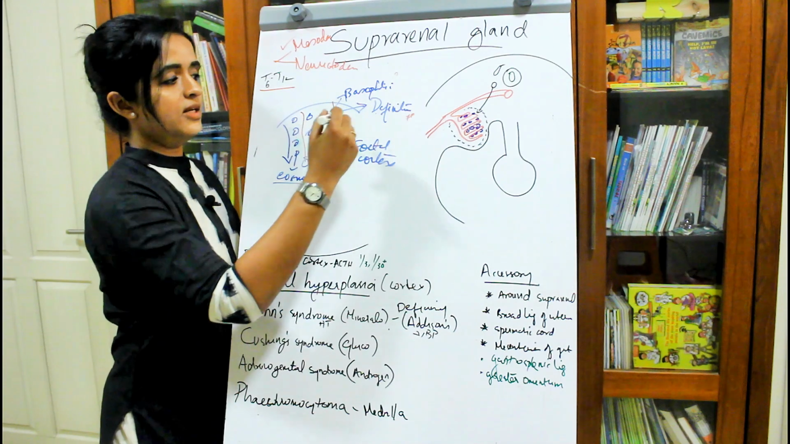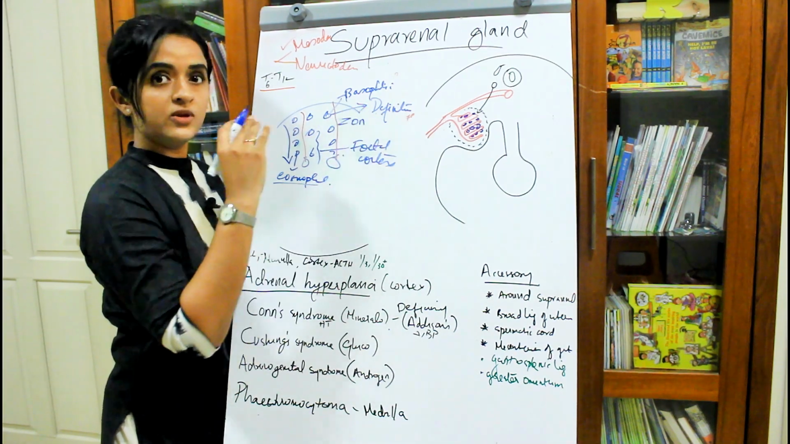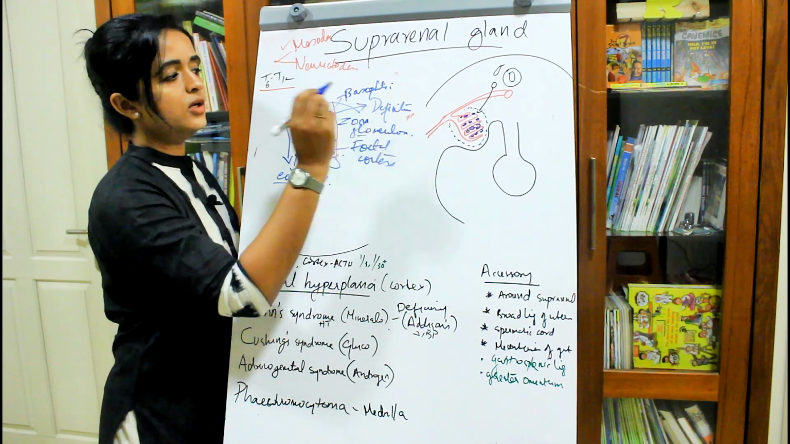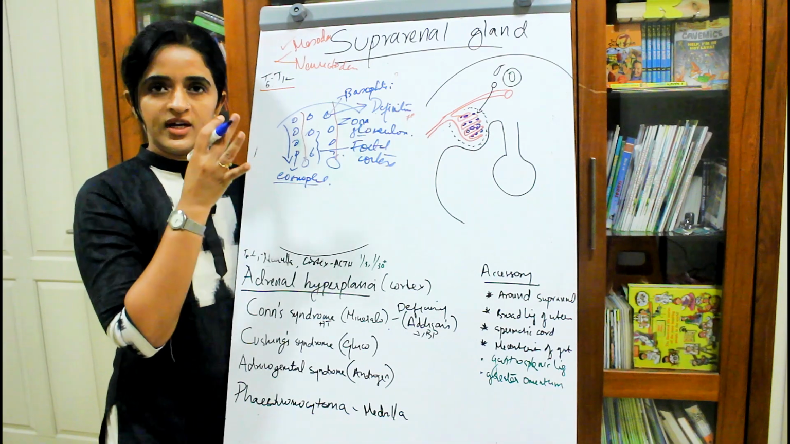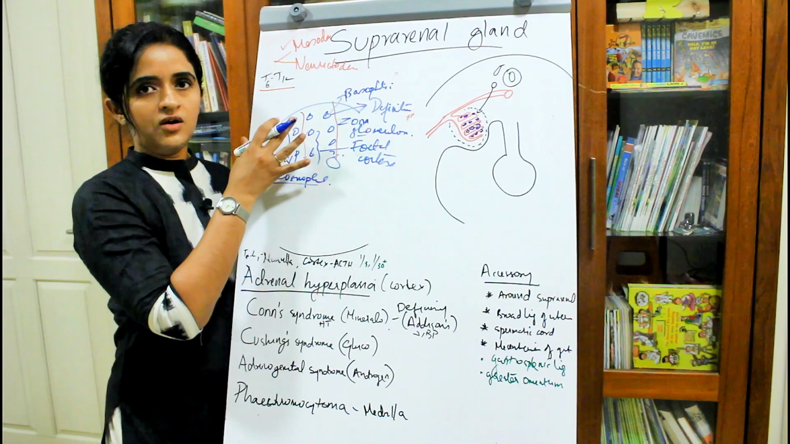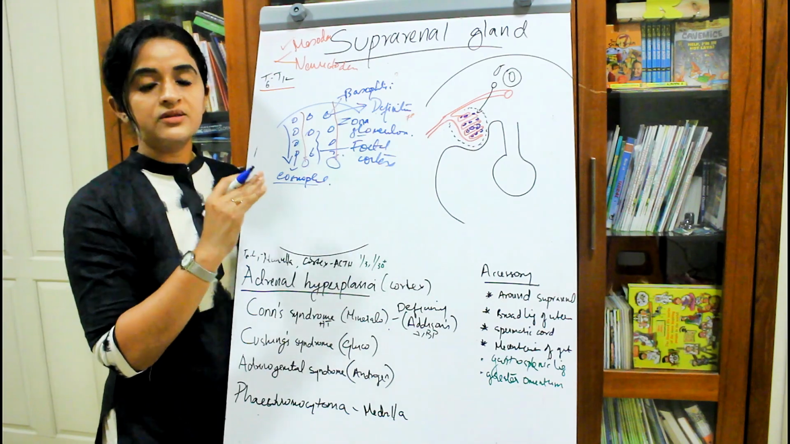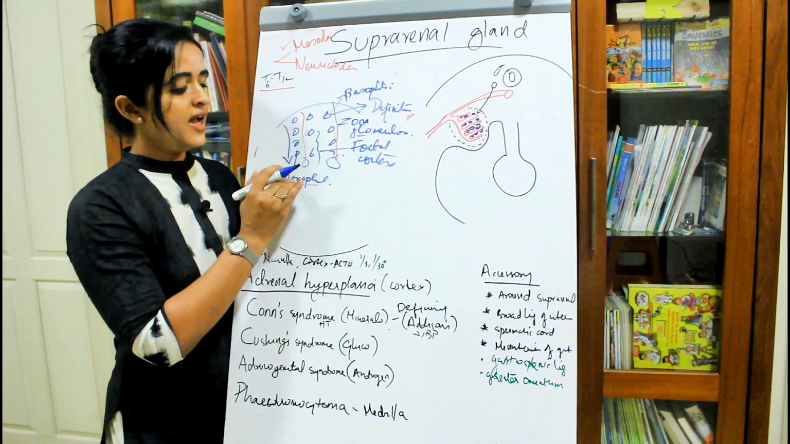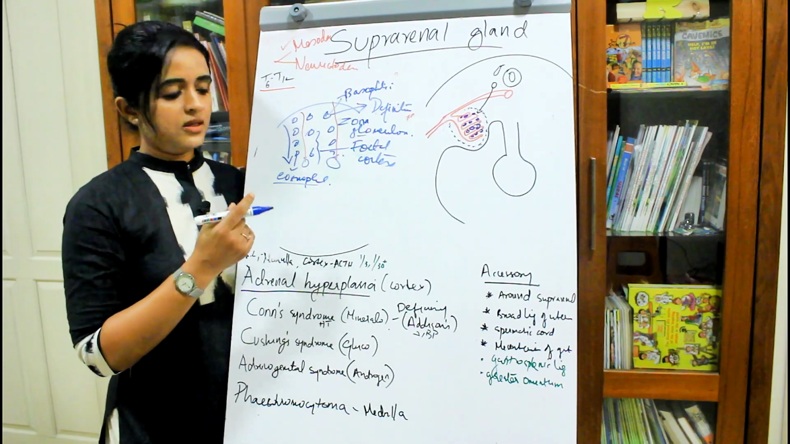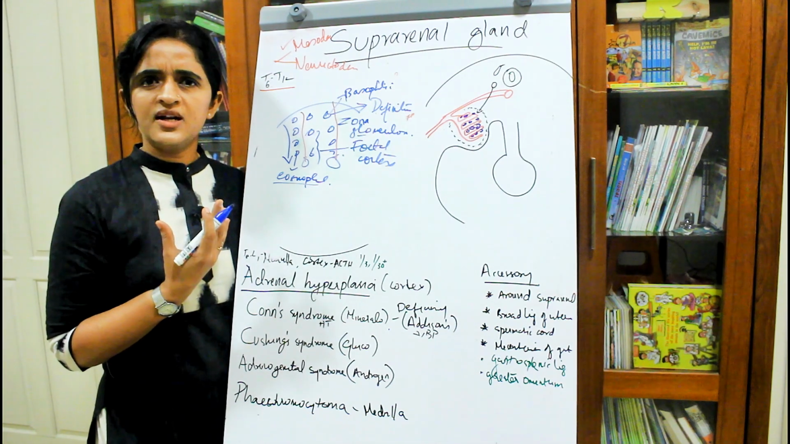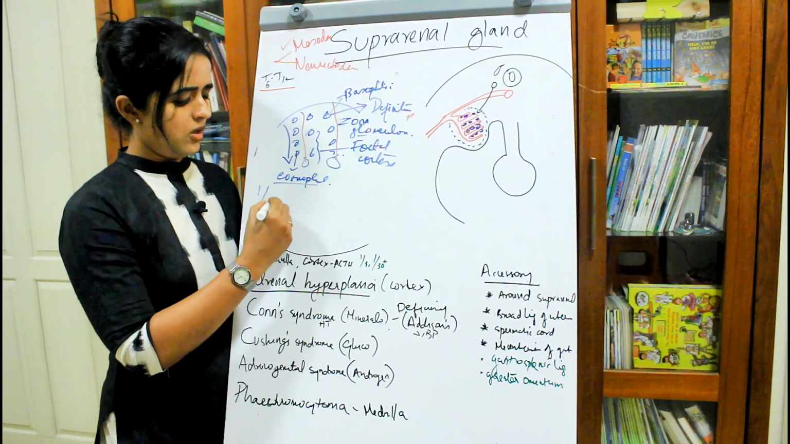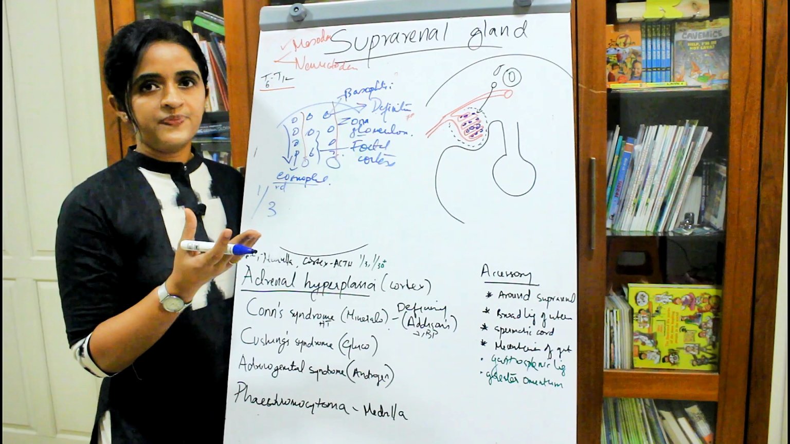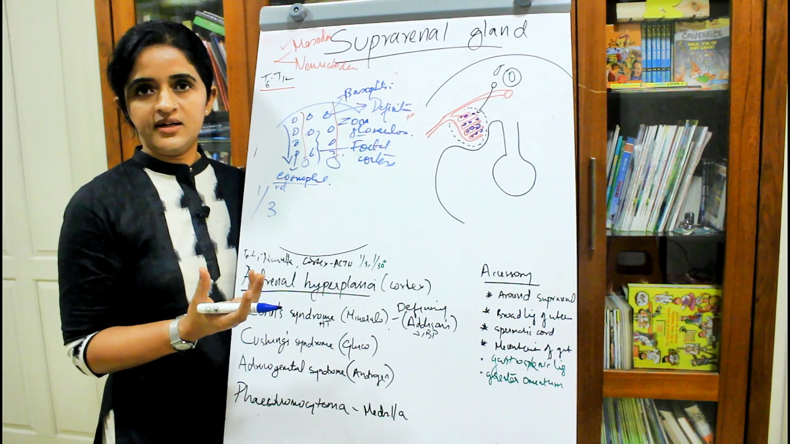This definitive cortex is giving rise to the outermost layer, that is the zona glomerulosa. So at birth, you can see the suprarenal gland with the cortex differentiated into two layers: the outer definitive cortex, the outermost layer zona glomerulosa, and the innermost fetal cortex. So can you judge the size of the suprarenal gland at birth? It is said that it is almost 1/3 the size of the kidney. So that means it is a bit larger compared to the adult suprarenal gland, right?